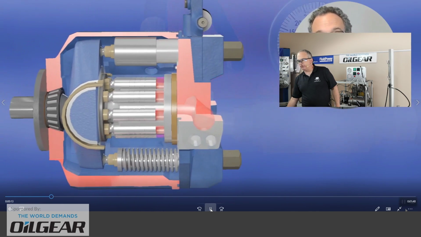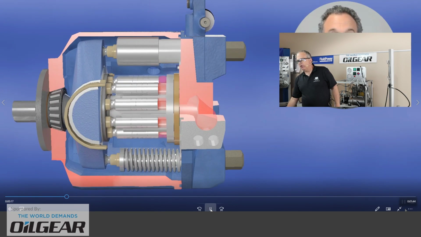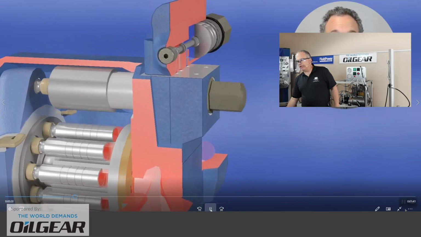Our pump has gone to a zero stroke condition. It's already off stroke. Well, how was that achieved? Okay, so perhaps a little out of sequence, but let's think about it.